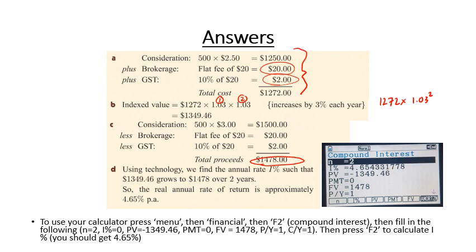So we're looking at compound interest. We're putting in our values that we've got. So N is 2. So the values are here. N is 2. We don't know what our interest rate is. PV has to be a negative number, which is the total cost. FV is a positive. PY is 1. CY is 1. Pressed F2, and I'm hoping that you ended up with something that looks like this, which is a rate of 4.65%.